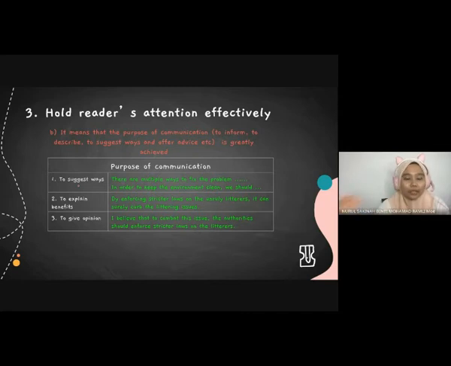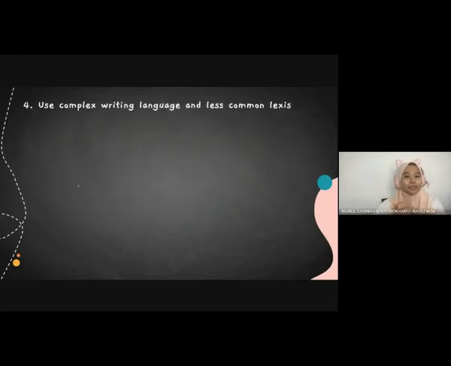To give opinion, use sentence openers like "I believe that to combat this," or "in my opinion," or "from my perspective." Use that kind of sentence opener to signal that you are going to tell this in your paragraph, in your sentence. Okay. All right. Last one.